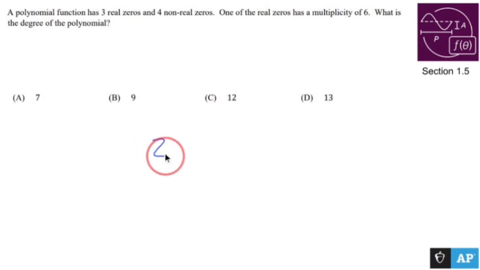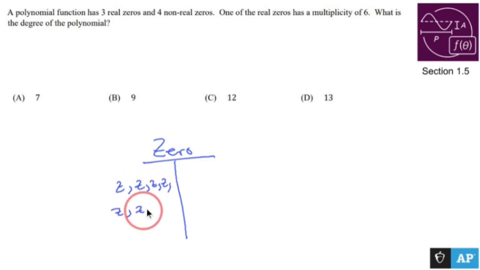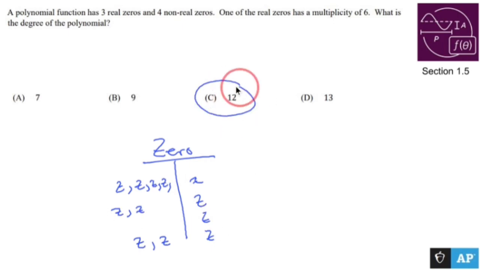So let's simplify this as much as humanly possible. Okay, I have a 0 six times. I have 2 other zeros, and I have 4 non-real zeros. So z, z, z, z. So 1, 2, 3, 4, 5, 6, 7, 8, 9, 10, 11, 12. This has a degree of 12.